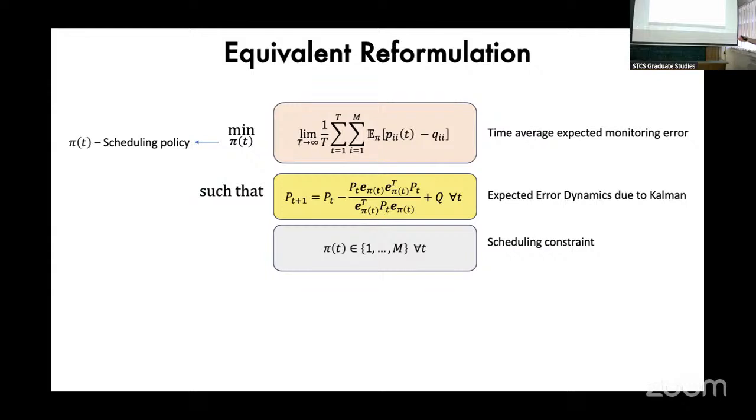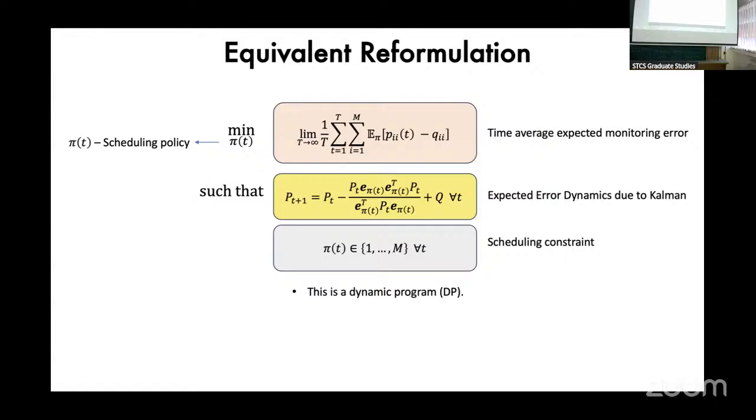And if you sum up this trace of this matrix P over time, that is the thing that you want to minimize. So this is what we're trying to do. We are basically trying to minimize this trace of this matrix. The Q_ii are just so that they help us with analysis. And our scheduling constraint is the same still. You can only observe one at a time.